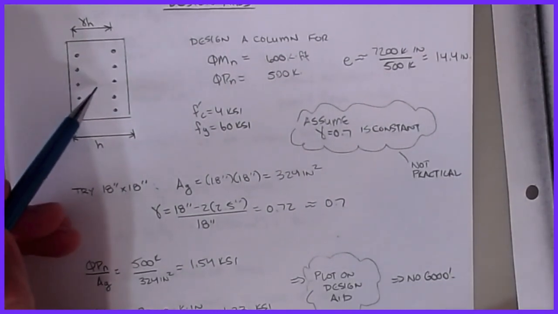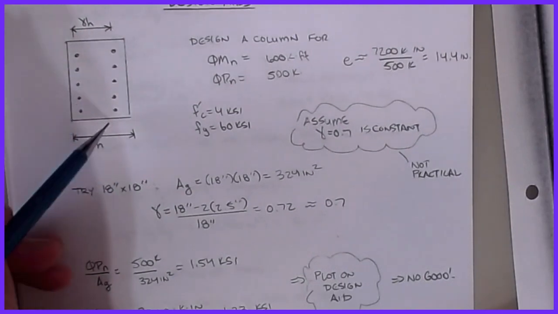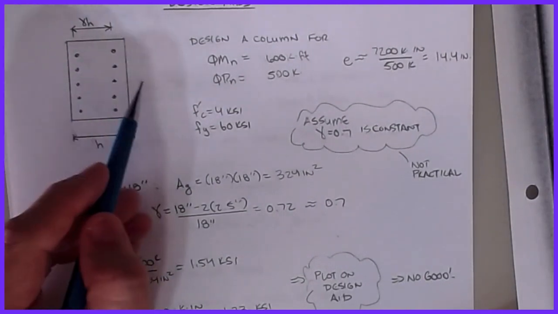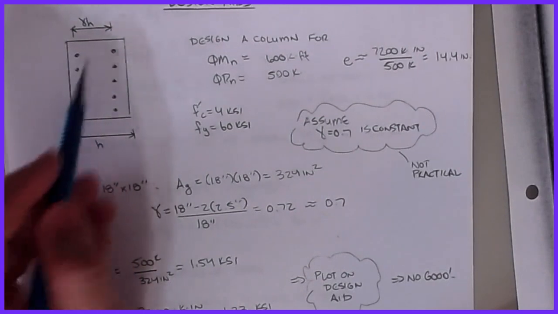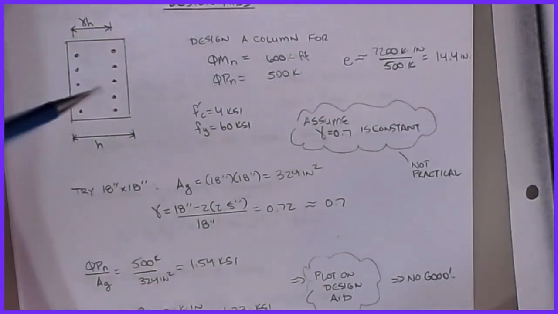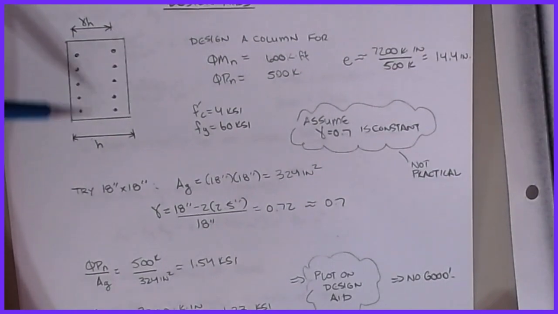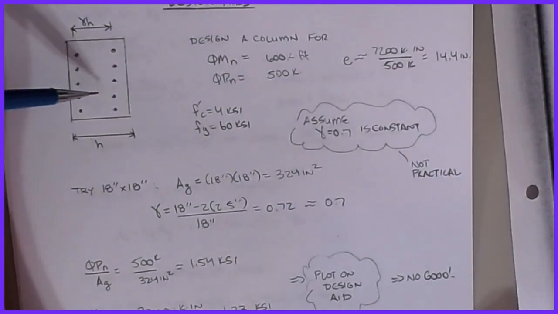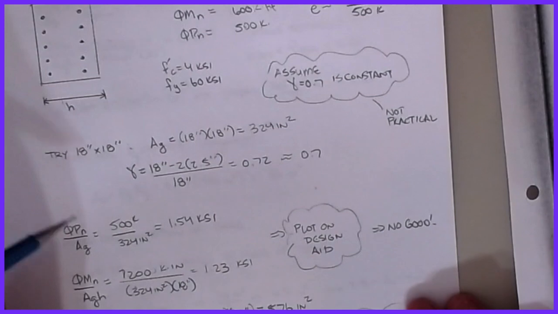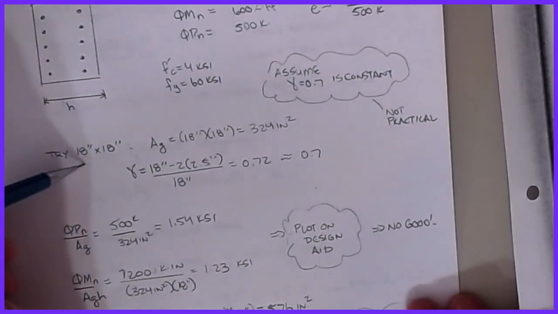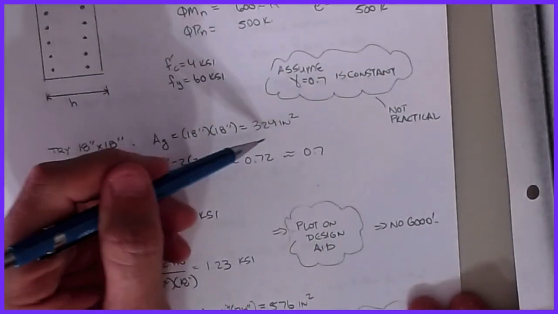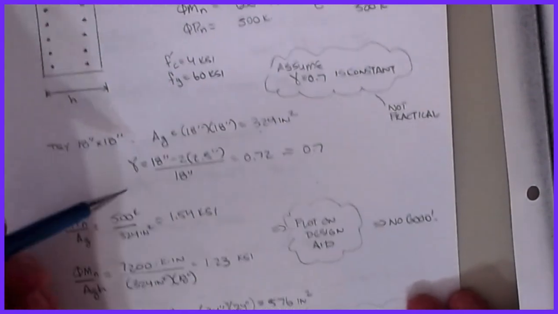This one works very well for bending in only one direction. Notice that if I bend about a horizontal axis here, I've got minimal steel out here at the extreme, so it's not as efficient. But if I'm bending about this axis, that's a really good resistance to that particular moment. Okay, so all we do then is take our 18-inch guess. I'm going to calculate the gross area, which is 324 inches squared, just 18 times 18.